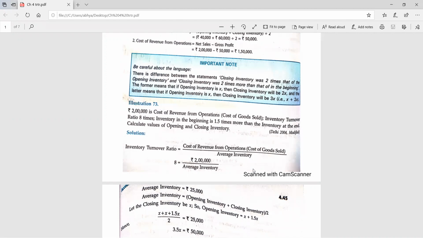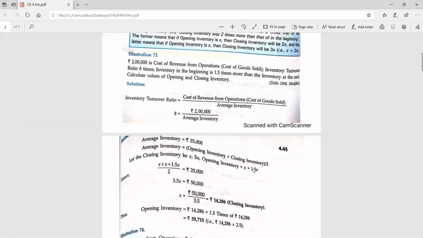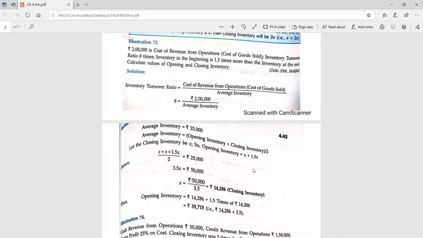So opening inventory will be x plus 1.5x. Now we have to just make the equation, and mathematically we have to solve this equation. We know the formula for average inventory is opening inventory plus closing inventory divided by 2, which is equal to 25,000 average inventory. So closing inventory was x, and the opening inventory x plus 1.5x upon 2 is equal to 25,000. Again, by cross multiplying, we will be getting 3.5x is equal to 50,000.